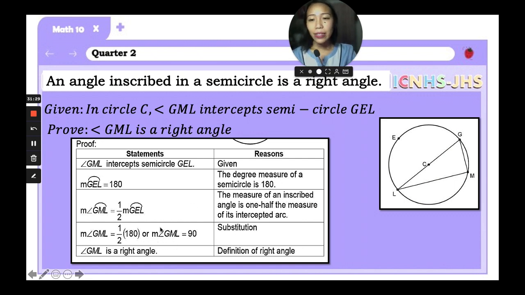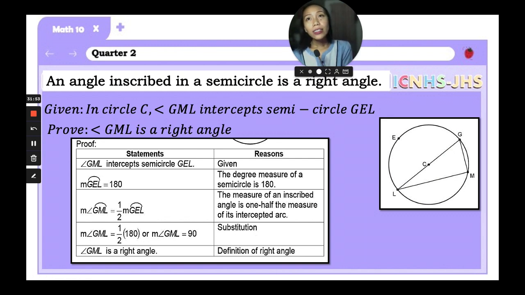Next statement: we can substitute that our arc GEL measures 180, and so we can obtain further that the measure of angle GML is 90. That is by substitution again.